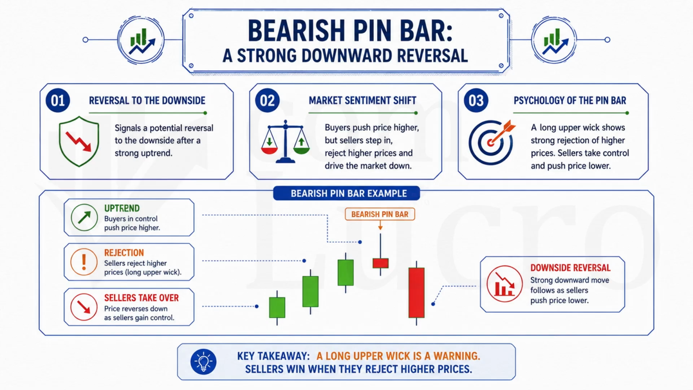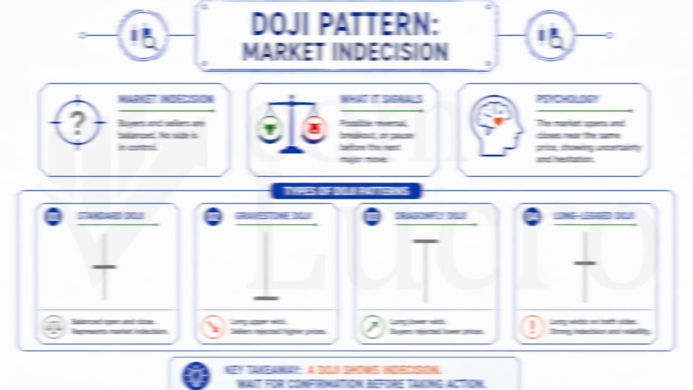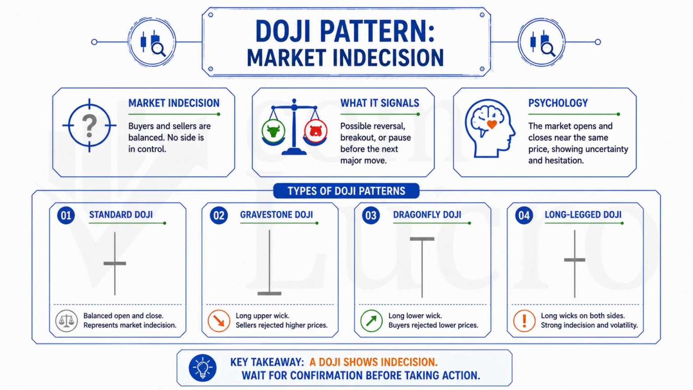As for the psychology, buyers start by pushing price up, but sellers then overpower that momentum, forcing a close near the open or lower. The long upper wick shows strong rejection of higher prices and a shift of control back to sellers. The longer the wick, the stronger the bearish signal, suggesting the uptrend may be weakening or ending. Let's explore the doji. It stands out because it doesn't give a clear directional bias on its own.